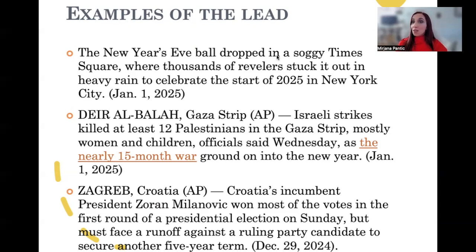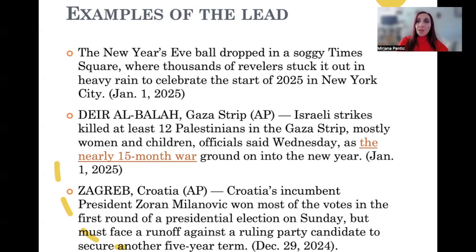So let's take a look at some examples of the lead. "The New Year's Eve ball dropped in a soggy Times Square where thousands of revelers stuck it out in heavy rain to celebrate the start of 2025 in New York City." This is a report from New Year's Eve, and other details you are likely to have in that report are what the program was like, how many people attended, how they reacted to the rain, and so on. So you basically add other details from the New Year's Eve.